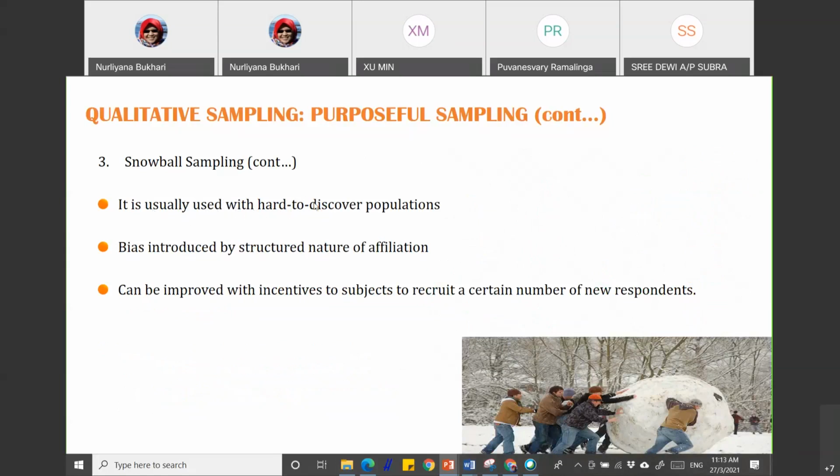It is usually used with hard to discover populations. Can you give an example of hard to discover populations? Or maybe unique, COVID survivor, for example. Bias introduced by structured nature of affiliation. Okay, so why somebody is actually asking me to answer this, it could be. It can be improved with incentives to subjects to recruit a certain number of new respondents. Means you give money to those, you go and ask, okay, teacher, if you can let your students answer this, and students 10 ringgit. Okay, yeah, it happens, and it's not wrong.